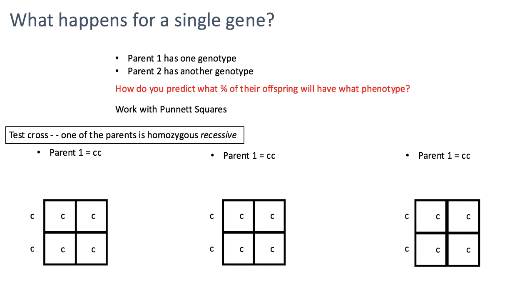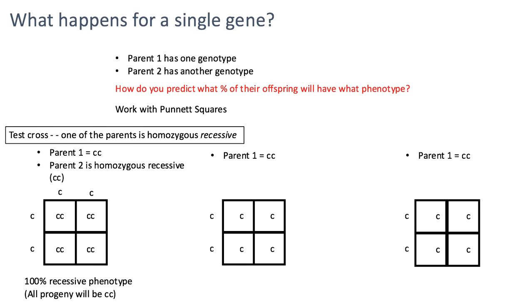With the test cross, there are three possibilities depending on what the other parent's genotype is. If the other parent is also homozygous recessive, then all the progeny must receive only recessive alleles. We can see that here with our example with the guinea pig coat color gene. Two homozygous recessive parents are bred together, and the result is that 100% of the resulting progeny will be little c, homozygous recessive with albino coat color.